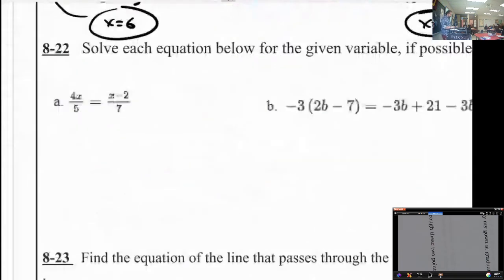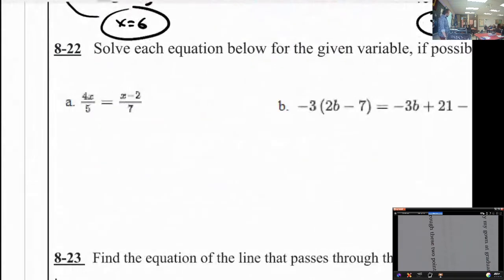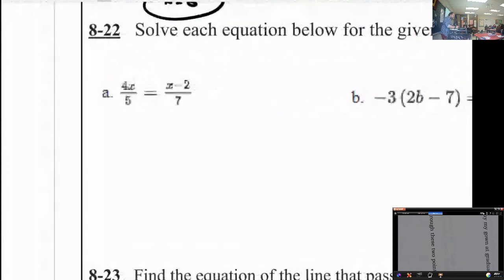Let's look at the next question. Solve each equation below for the given variable, if possible. Where are we time-wise? Doing pretty good. Less than 2 minutes. Here we go. We're going to do as best we can here. Question A is going to require a thing called cross-multiplication to solve it. I'm just going to keep going and recording. You guys, try not to make a super amount of noise. I'm just going to keep talking to myself when the bell rings, but I'm going to keep going as long as I can.